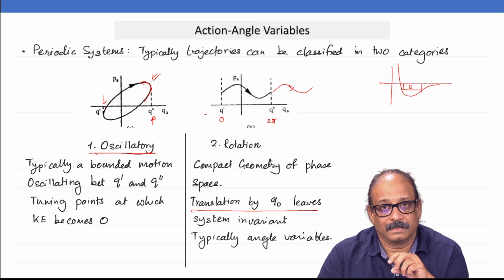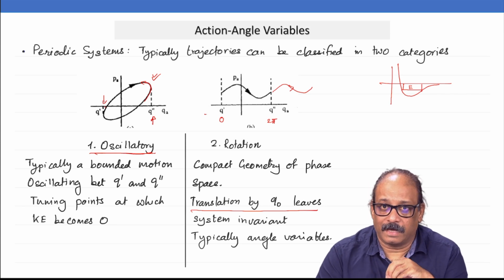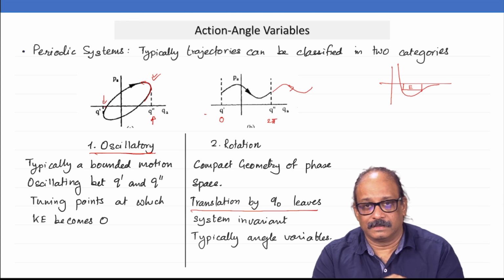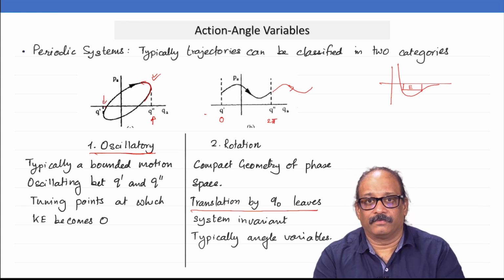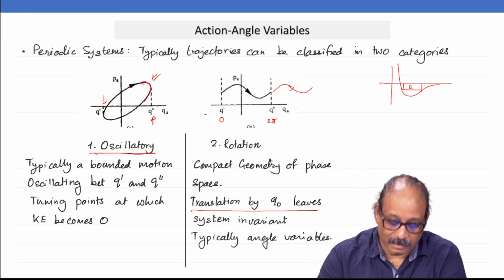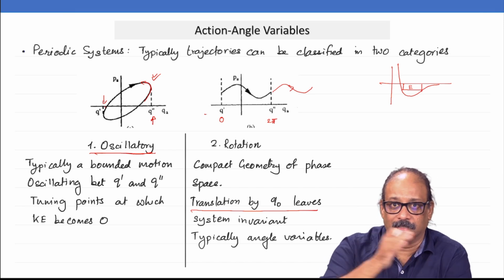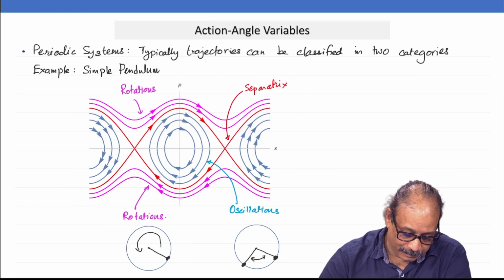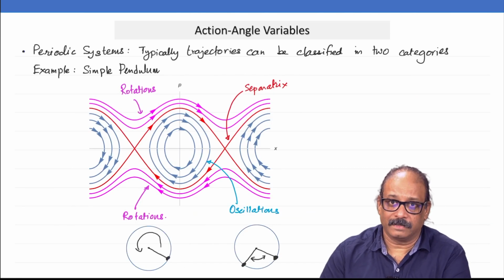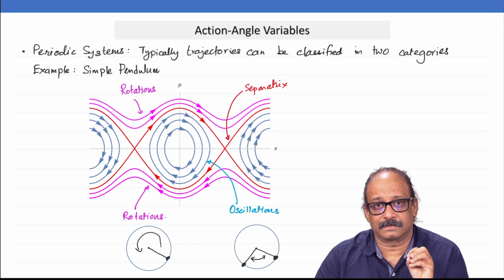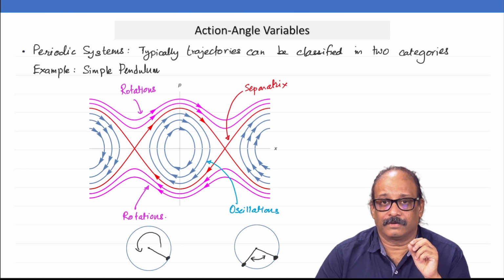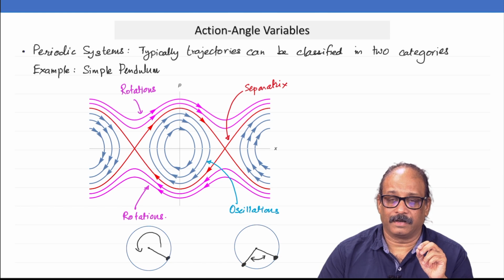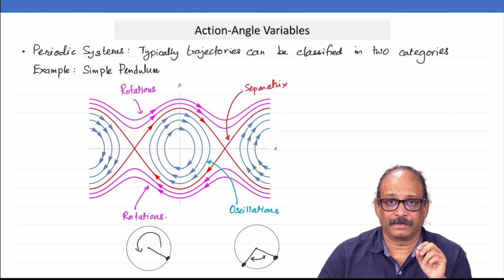And typically these must be of the angle variable kind, and these are the ones where the motion will continue across the compact region there. Okay. Here are the examples of this. Both kinds of trajectories can happen in the same system, and in fact, you do not have to go too far. This is a very simple example.